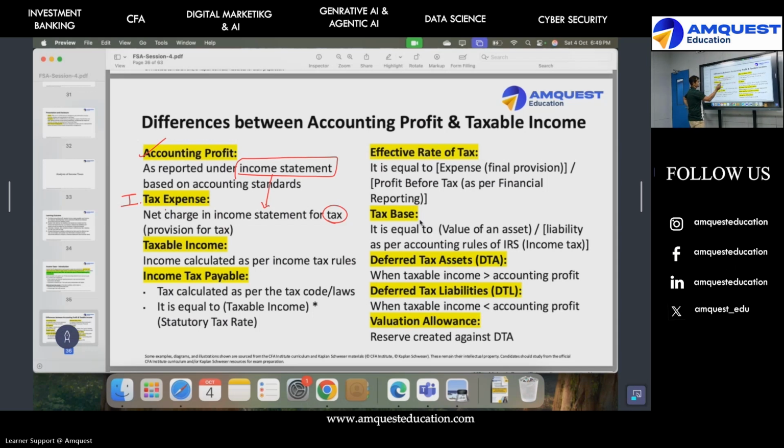Now, the income statement shows a separate profit. The taxable income is a separate income on which you apply the income tax rules, and on that, the income tax payable is different. So the tax expense is different from the tax payable. You agree with this? Because your amount of profit is different, the tax also will be different. The effective rate is the rate that you are effectively paying because of this difference.